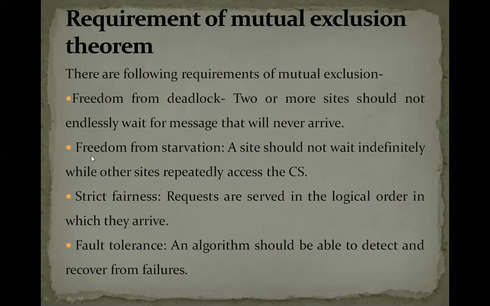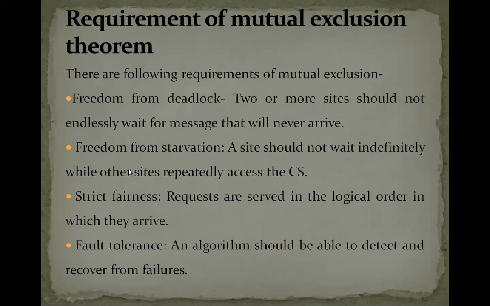The second requirement is freedom from starvation. Starvation means a site should not wait indefinitely while other sites repeatedly access the critical section. Meaning, a site is forced to wait indefinitely to execute its critical section, while the other sites are repeatedly executing the critical section. So every requesting site should be given an opportunity to execute the critical section within a finite time.